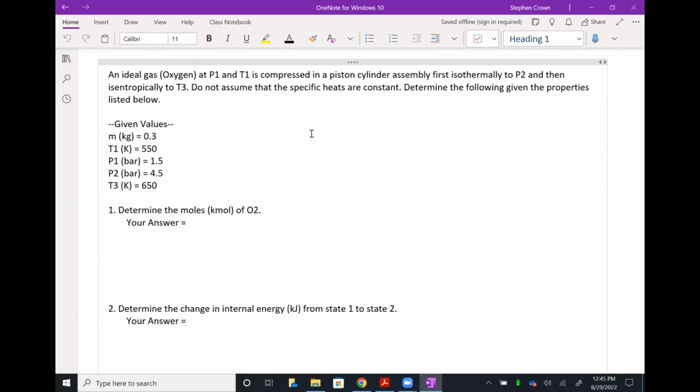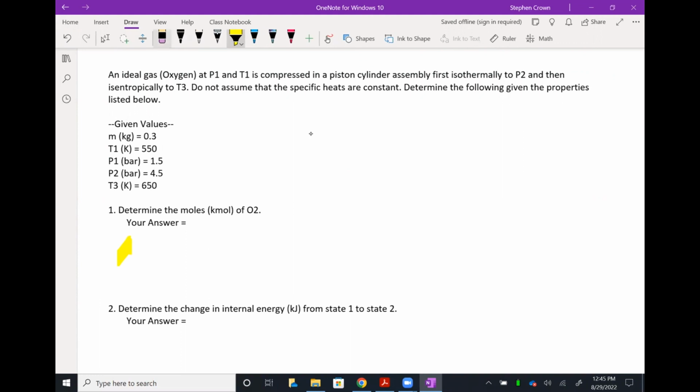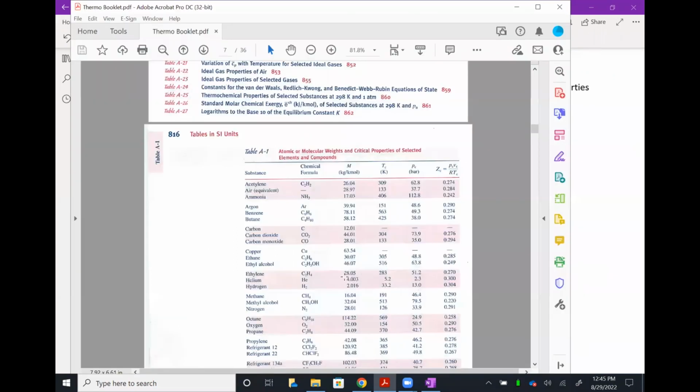One thing we need to know is that molar mass, or molecular weight, is simply m over n. We can go to table A1. Oxygen is the gas we have, and the molecular weight, or molar mass, is 32 kilogram per kilomole.